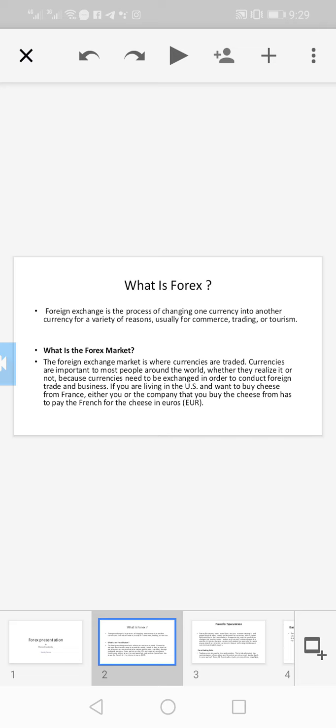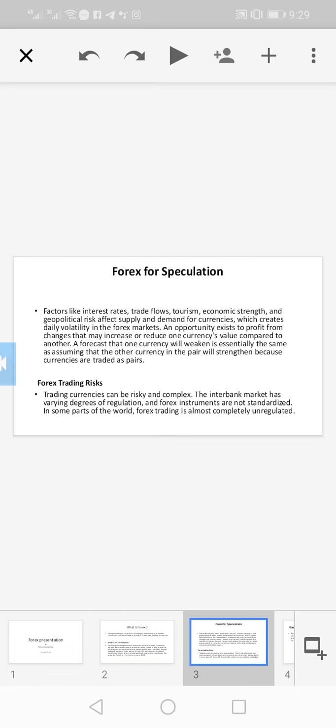Okay, what is the forex market? The foreign exchange market is where currencies are traded. Currencies are important to most people around the world, whether they realize it or not, because currencies need to be exchanged in order to conduct foreign trade and businesses. If you are living in the US and want to buy cheese from France, either you or the company that you buy this cheese from has to pay the French for the cheese in euros. Okay, that's when you exchange currency.